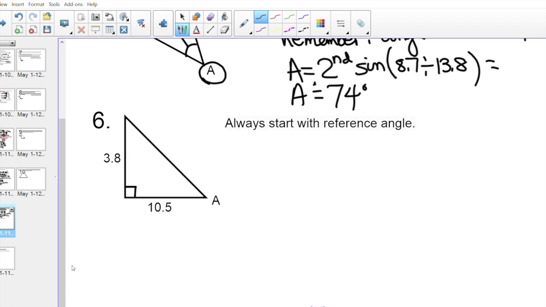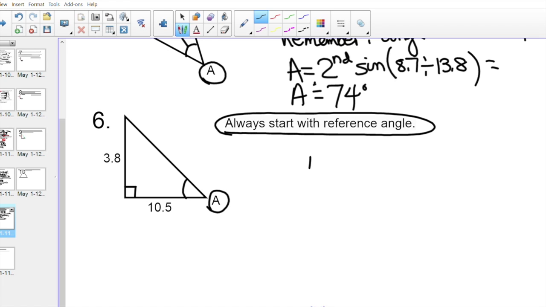Next, we're looking for an angle again. And so we always start with the reference angle. So angle A equals, then we're going to write a ratio. Well, over here, this fella is the hypotenuse. This side is called the opposite. This side is the adjacent. So we're given two sides. One's the opposite, and one's the adjacent. That means you put the opposite over the adjacent.